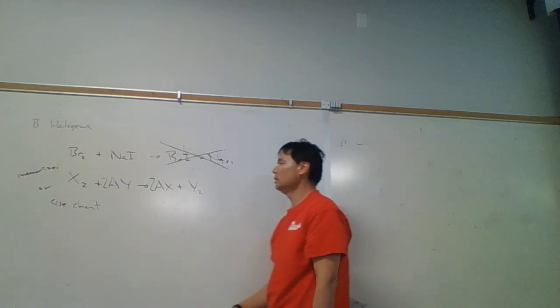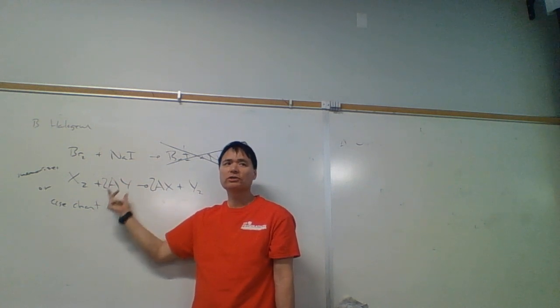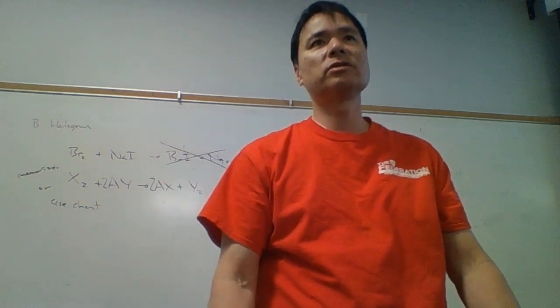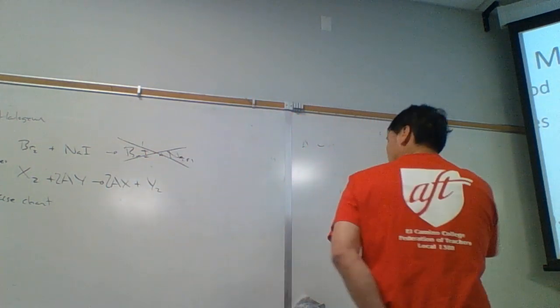So you have a choice. You can memorize the single replacement pattern for halogens or just use the chart method. In the previous example, when you have an oxidizing acid, you can only use the chart method. There's no other simple pattern for that.